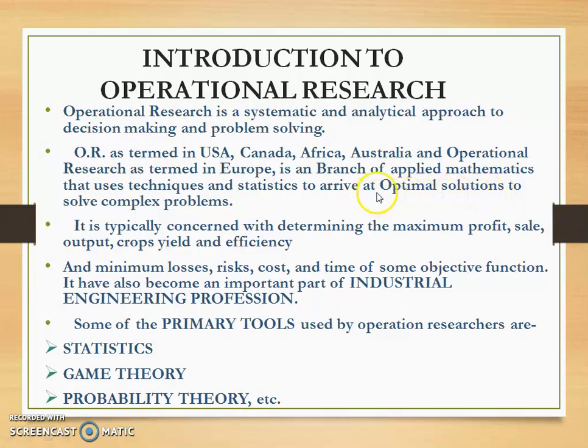If the quantities are undesirable, if the quantities are unwanted, such as costs, wastages, we'll have the objective of minimization type. We'll study this later on, as OR is typically concerned with determining the maximum profit, sales, output, crop yield, and efficiency. And similarly, it tries to minimize the losses, risks, costs, and time in some objective functions. Therefore, it has become an important part of the industrial engineering profession.